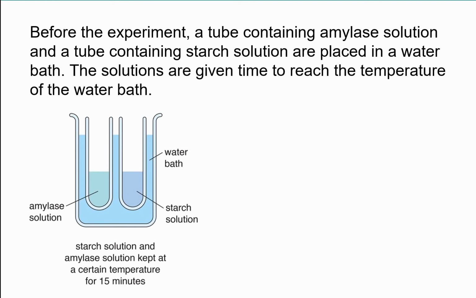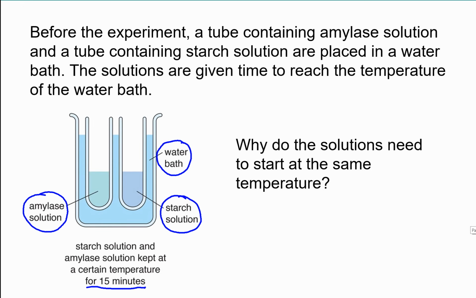Before the experiment, a tube containing amylase solution and a tube containing starch solution are placed in a water bath. The solutions are given time to reach the temperature of the water bath. You can see two test tubes here. These are the two test tubes, one containing the amylase solution and the second one the starch solution. They are heated in the water bath at a certain temperature suitable for amylase for 15 minutes.